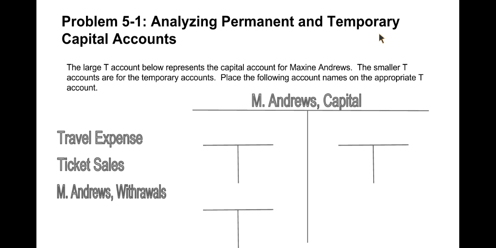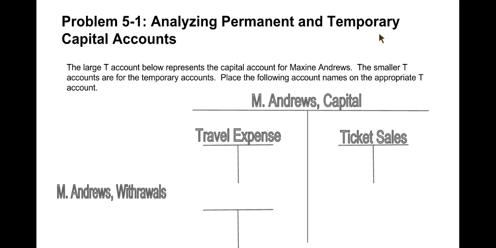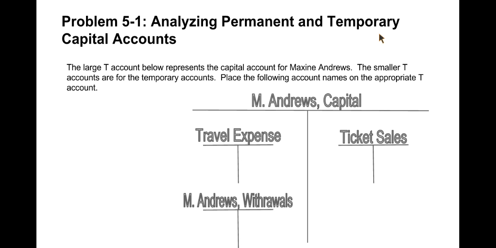We have Maxine Andrews Capital is the big owner's equity account. This is the main one. This is the permanent account. Permanent accounts will, between accounting periods, after we close everything out, have a balance going into the new accounting period. The temporary accounts will reset to zero with every accounting period. Okay, so travel expense, ticket sales is revenue, and then we have our withdrawals account.